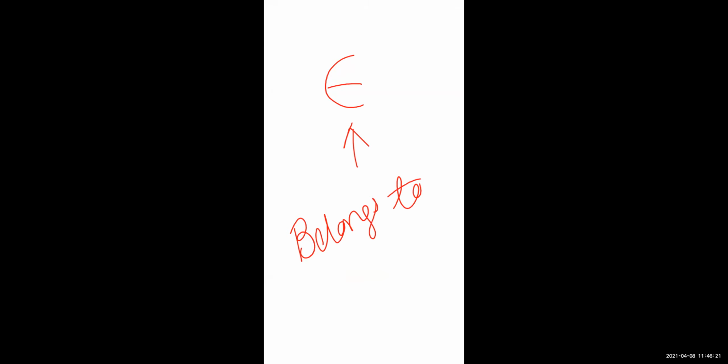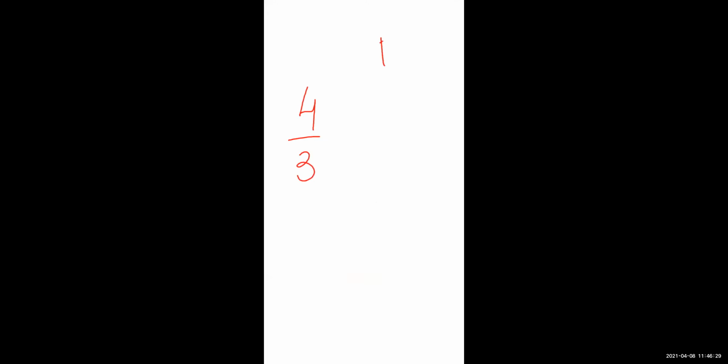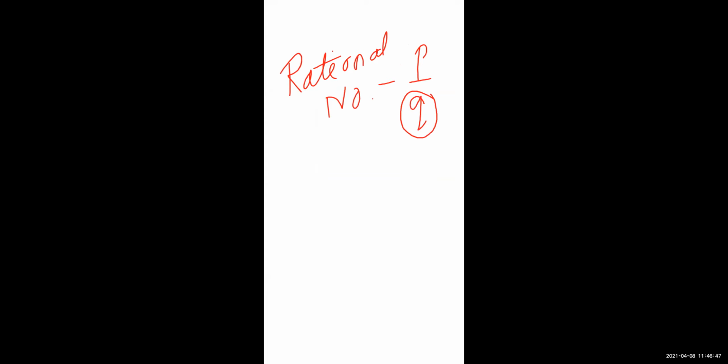So suppose I am giving you a particular number that is a rational number. Rational number means it is in the form of numerator and denominator. The general form of a rational number is P upon Q. In this, the denominator Q should not be equal to 0. The set of rational numbers is denoted by the capital Q.